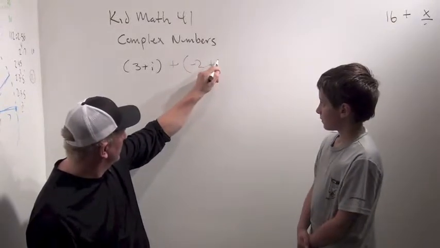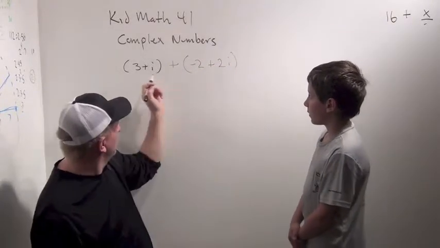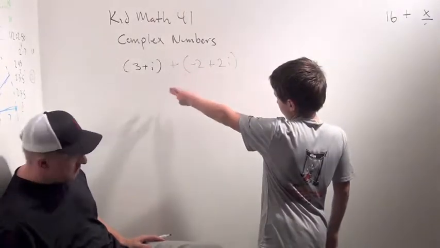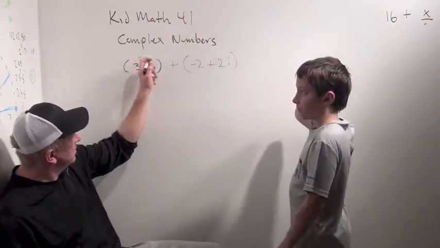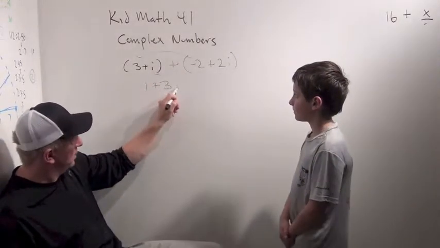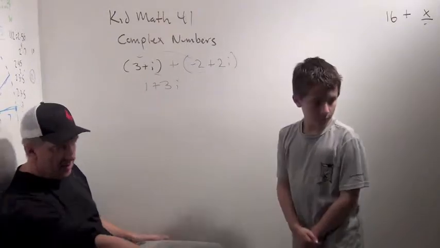Minus 2 plus 2i. Well, so 3 plus i plus minus 2 plus 2i. Well, you can just add the reals and add the imaginaries. Right, the real parts add together and the imaginary parts add together. So you get 1 plus 3i.